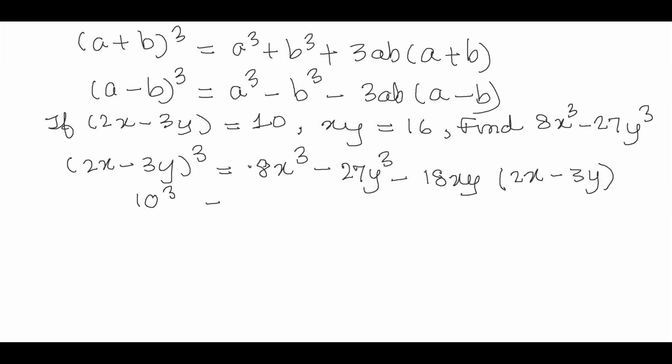This will become 10 cube is equal to 8x cube minus 27y cube minus 18xy, the value of xy is 16, and 2x minus 3y, you know this is 10. Now other than 8x cube minus 27y cube, all the other values are in number form. So 10 cube is 1000.